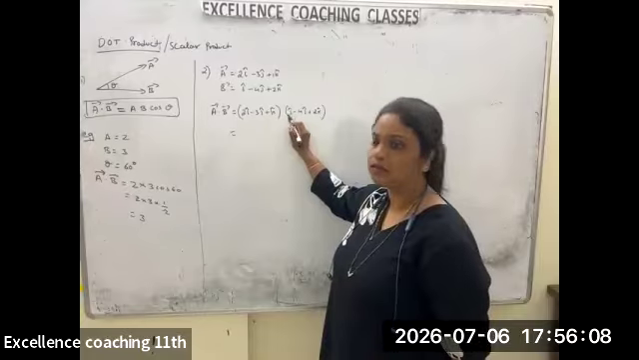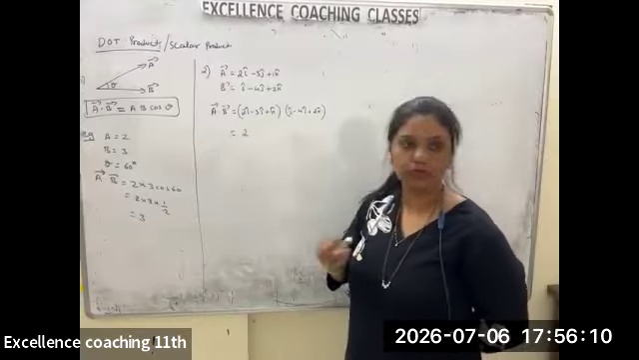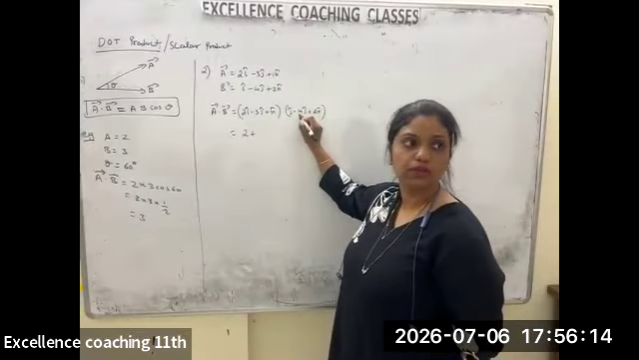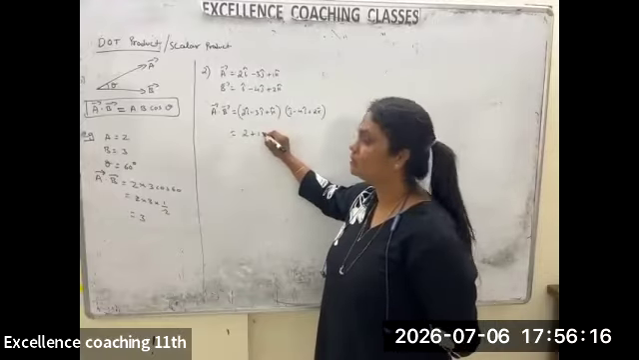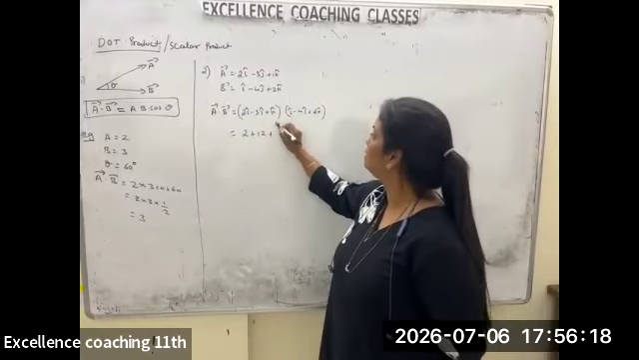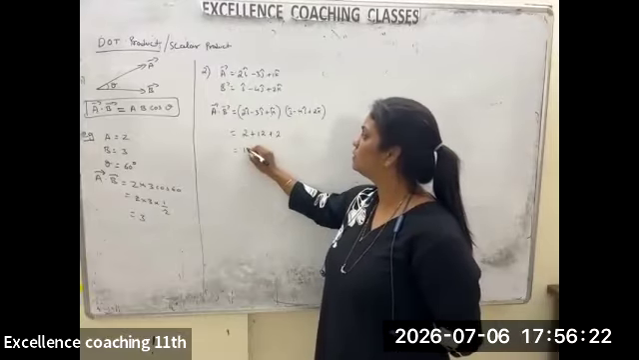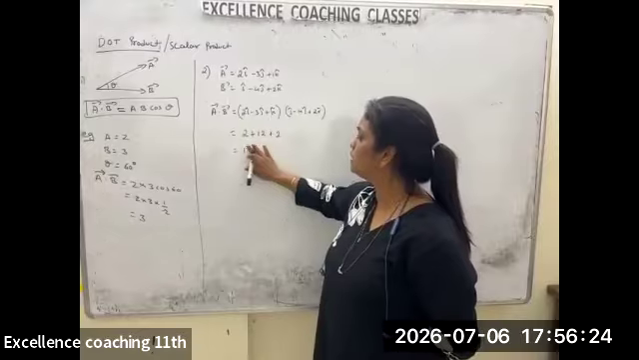Okay, so tell me what will be the answer? 2 into 1, so it will be 2. Plus minus 3 into minus 4, plus 12. Plus 1 into 2. So what is the final answer? 16.